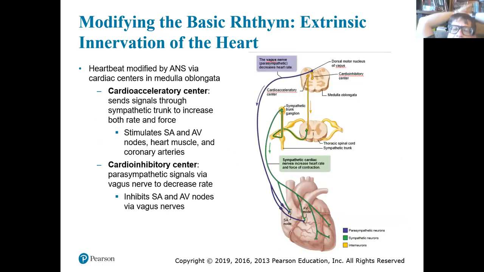So now the heartbeat is modified by the autonomic nervous system. We already said this. You know that the heart rate, if it was left up to the SA node, would be faster, like 100 beats a minute. But we have a cardio inhibitory center and a cardio acceleratory center. Those send signals to the heart to either slow it down with the inhibitory or speed it up with the acceleratory.